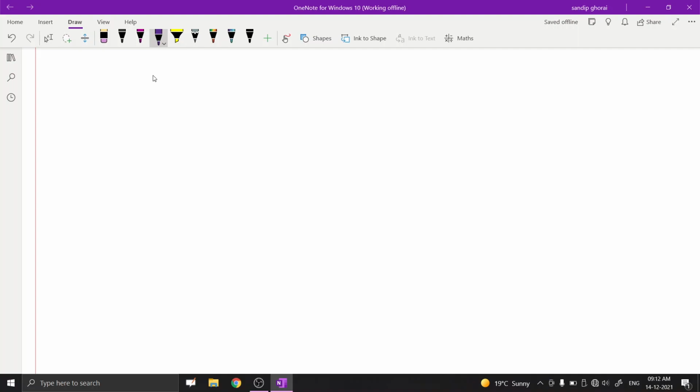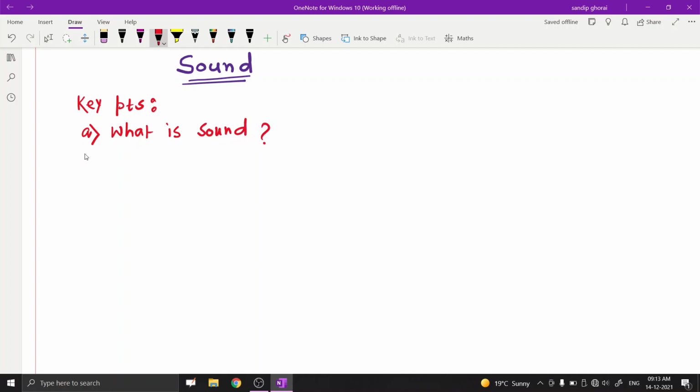Today we will discuss chapter number 7, that is sound. Before discussing the whole chapter, we have to know the key points in this chapter. First, A is what is sound, the definition of sound. The second one is propagation of sound. And the next one is terms related to sound propagation.